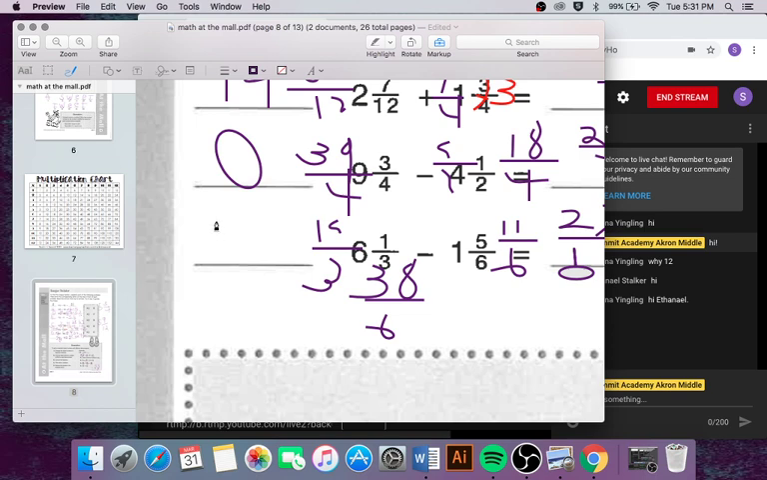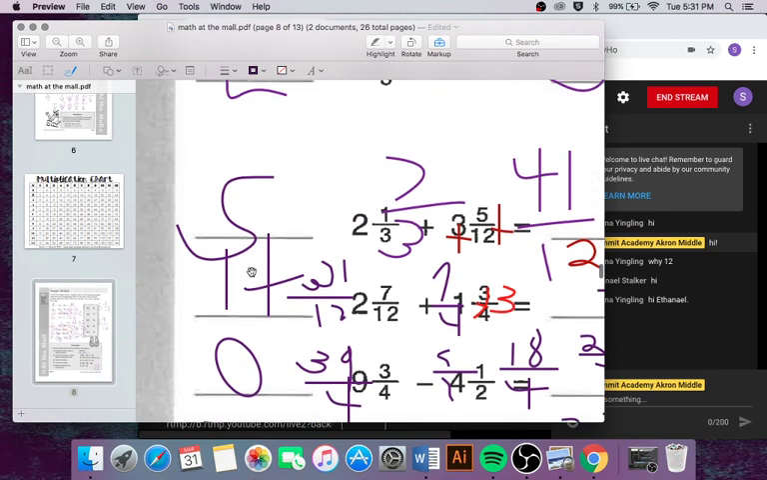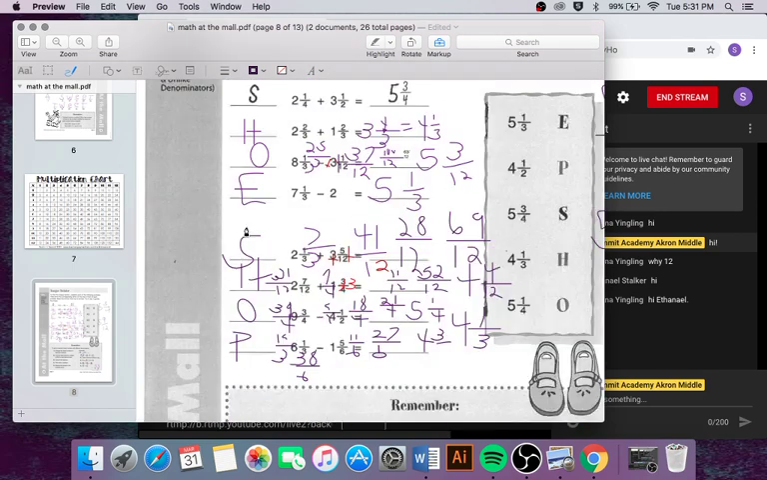So our last letter is P. So the answer to our tongue twister is shoe shop.